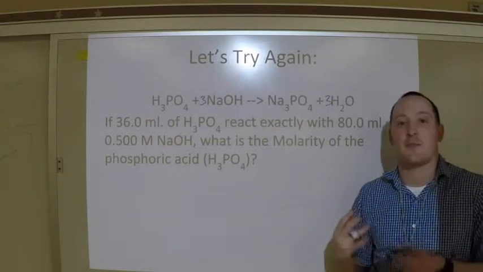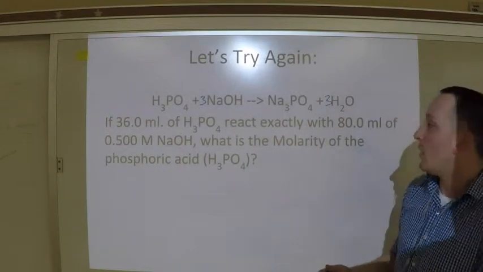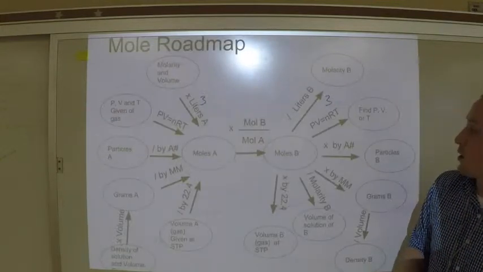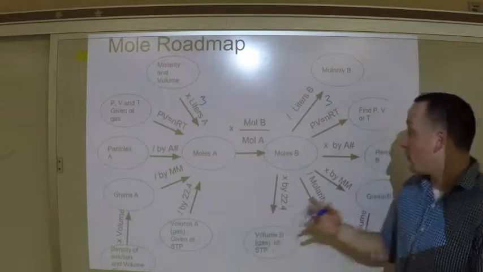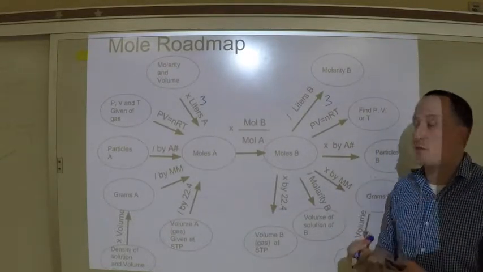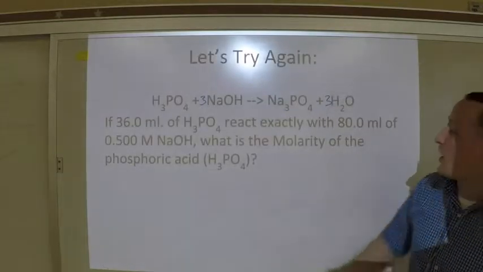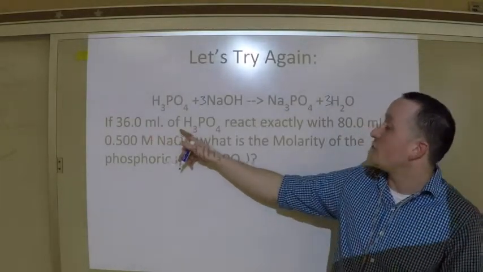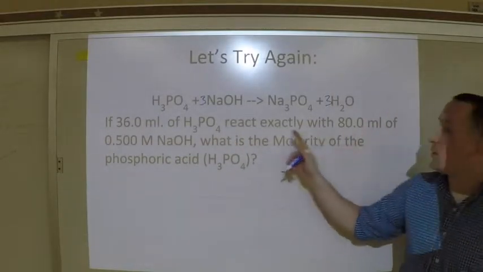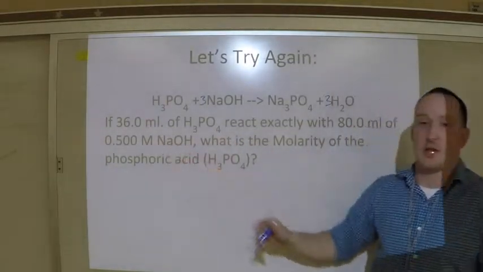Now I need to identify my A and my B. Well, in order to do that, I'm going to go to our mole map here. What information was given to me? I know this looks really overwhelming, but this is all the stuff we've done. I've been given volume of H3PO4, volume of NaOH, and molarity of NaOH.